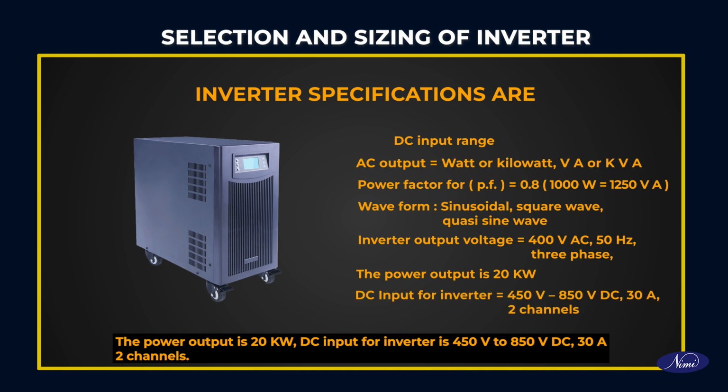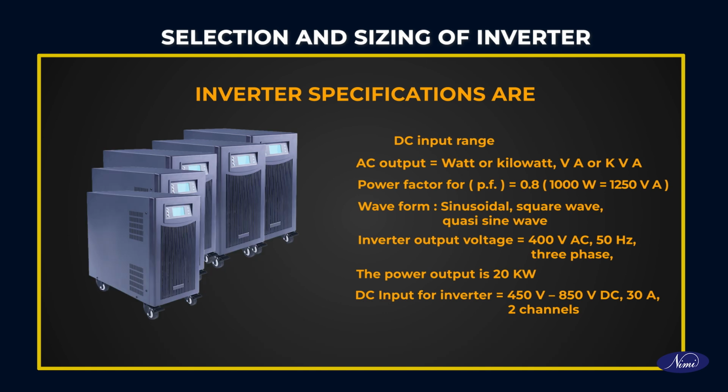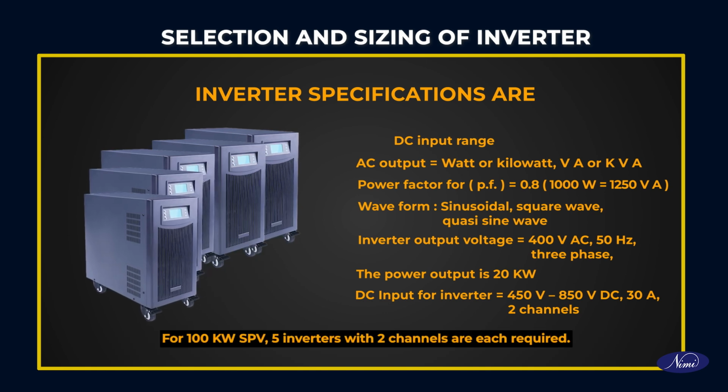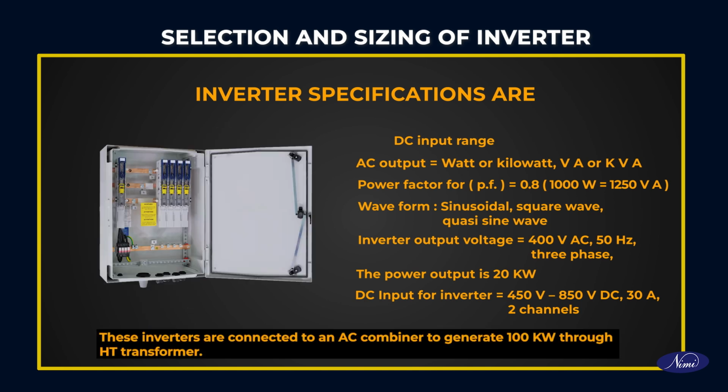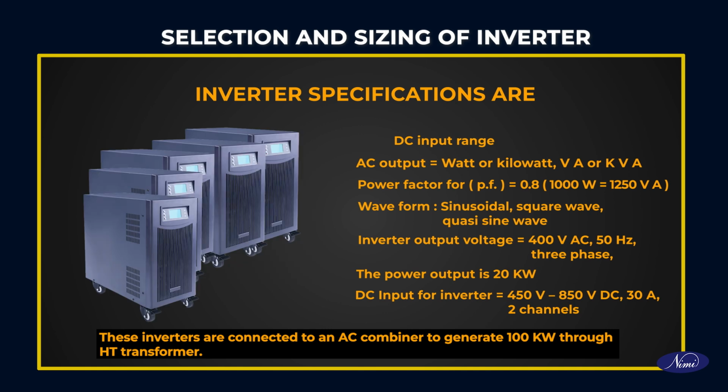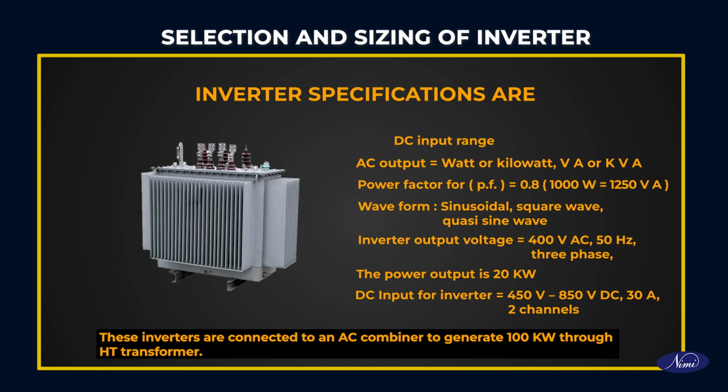DC input for the inverter is 450 volts to 850 volts DC, 30 amperes, 2 channels. For 100 kilowatt SPV, 5 inverters with 2 channels each are required. These inverters are connected to an AC combiner to generate 100 kilowatt through the HT transformer.